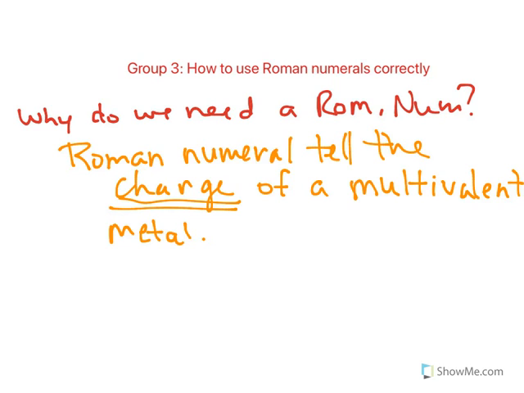Or else, how do you know? You aren't going to know. Unless I tell you it's copper 1, you're not going to know. Am I talking about copper with a 1+ charge or copper with a 2+ charge? It could be either one. So we have to say it.